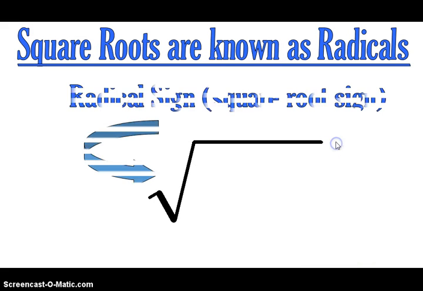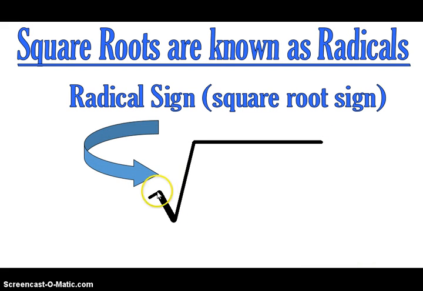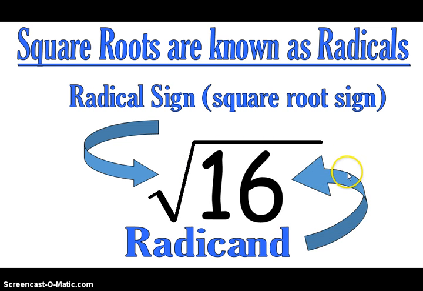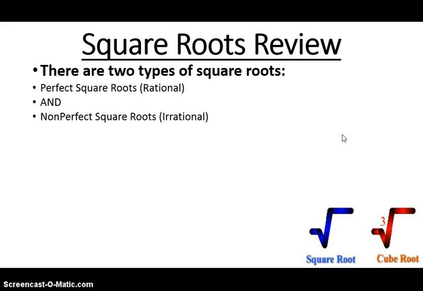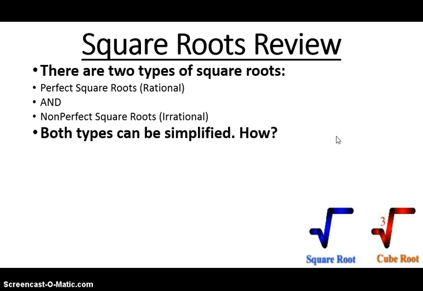Square roots are known as radicals. Remember, the symbol is called a radical sign, and the number inside is called the radicand. We will see the radicand and the radical sign when we talk about cube roots. Now, there are two types of square roots that we've learned about. Perfect square roots, which we know are rational numbers, and non-perfect square roots, which are irrational numbers. Both types can be simplified, but just a little differently.